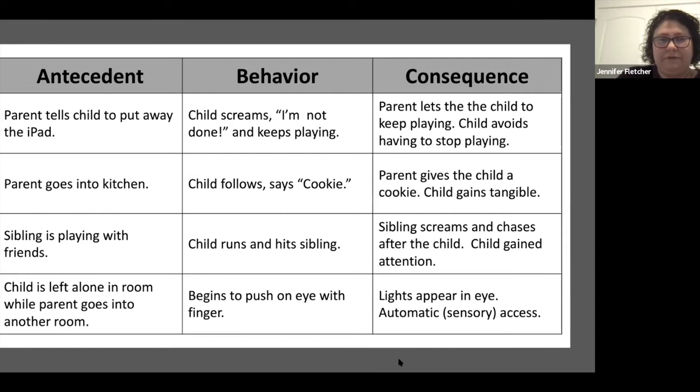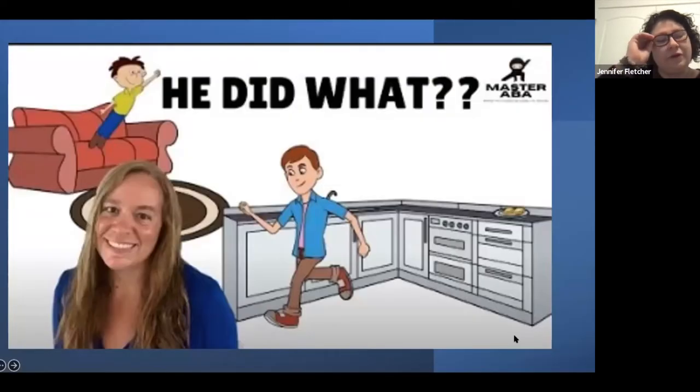Okay, so we're going to watch this video, and I like this video because when you're watching it, you can see that ABC format that they're filling in. This is a dad at home trying to figure out why their child is jumping. Hopefully it's going to start.